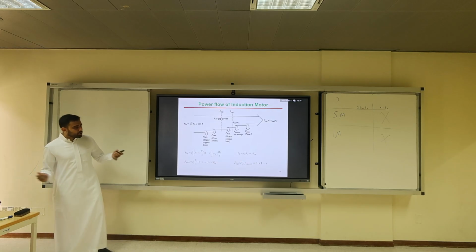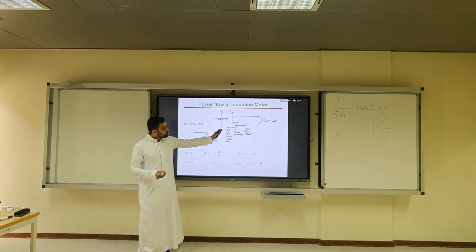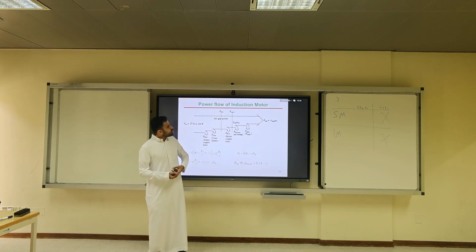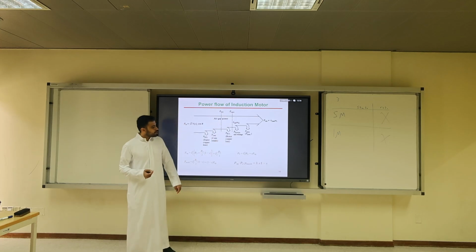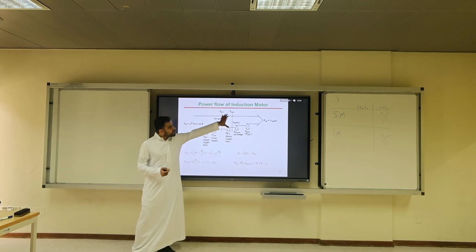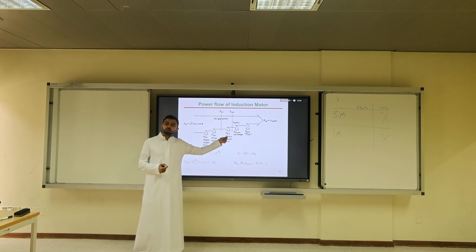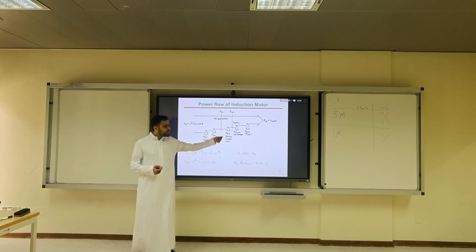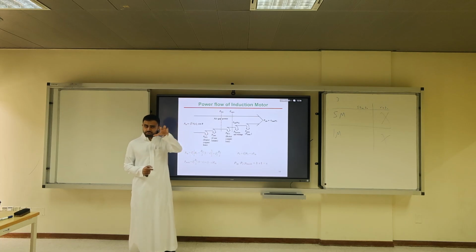The losses, if we recall that we have air gap power, we have converted power. What is the difference between air gap power and converted power? So the air gap power is the power that crosses the air gap from the stator. The converted power is the air gap power minus rotor copper losses or rotor aluminum losses, depending on the type of conductors that is used. If it's a squirrel cage, then it's aluminum. If it's wound rotor, then it has coil windings on the steel.